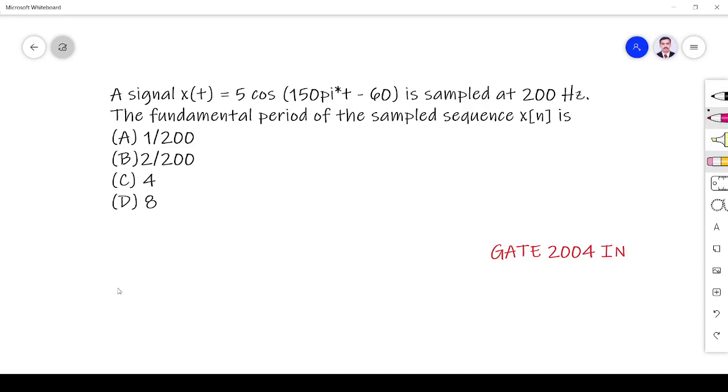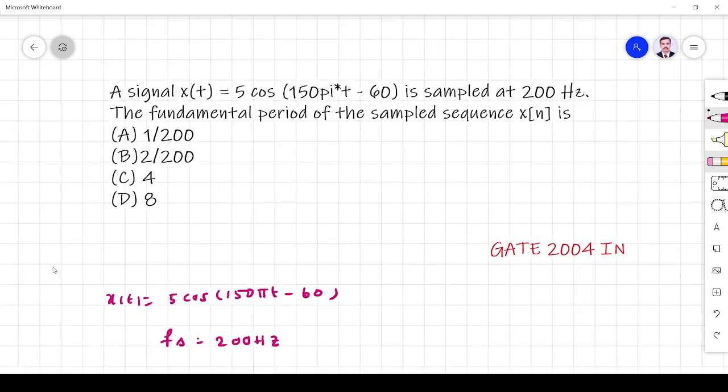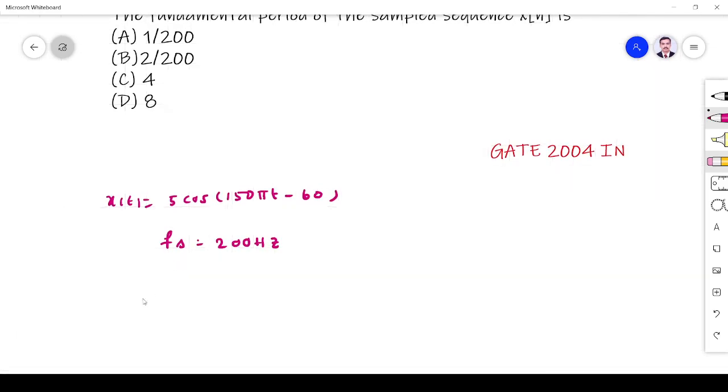And the question is: x of t is equal to 5 cos(150π t − 60) is sampled at sampling frequency 200 Hz. What is the fundamental period of the sampled signal? That's what they are asking. They are not asking the sampling rate of x of t, they are asking about x of nTs. Because if you sample x of t, after sampling it will become x of nTs.